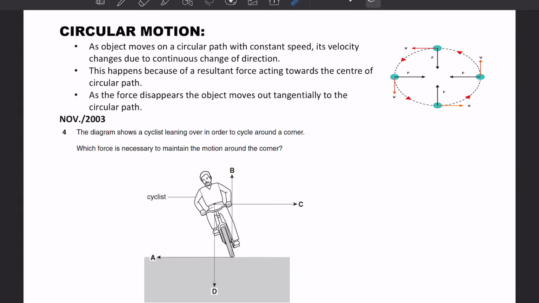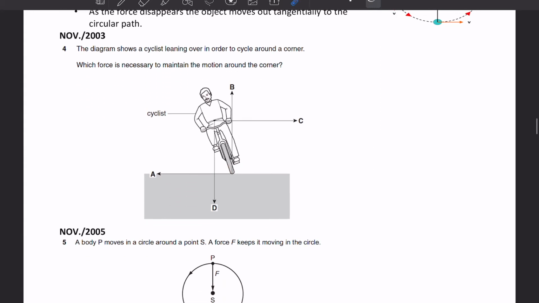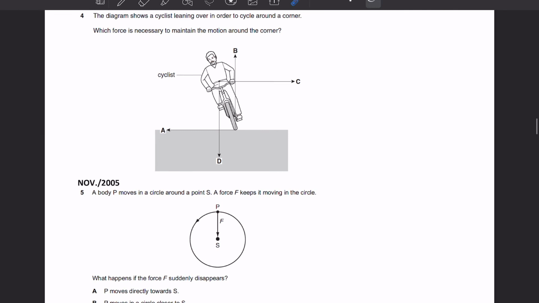So guys, let's have a look at some of the past paper questions. This question says the diagram shows a cyclist leaning over in order to cycle around a corner. Which force is necessary to maintain the motion around the corner? He's bending in this direction towards his right, so there must be centripetal force towards the center of that circular arc. Hence, the centripetal force acts in direction A. That is the force necessary to cause the circular motion.